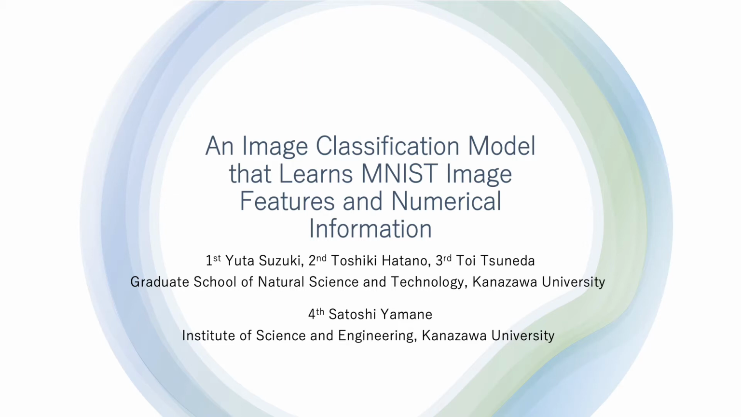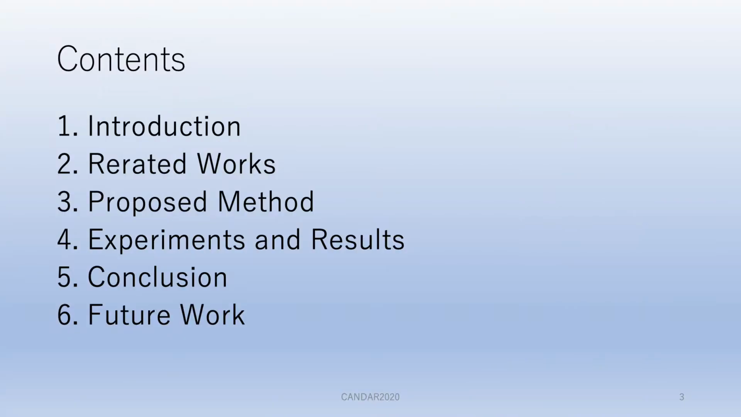I'm going to make a presentation entitled An Image Classification Model that learns MNIST image features and numerical information. My presentation consists of 6 parts. First, introduction. Second, related works. Third, proposed method. Fourth, experiment and result. After that, conclusion. Finally, future work.